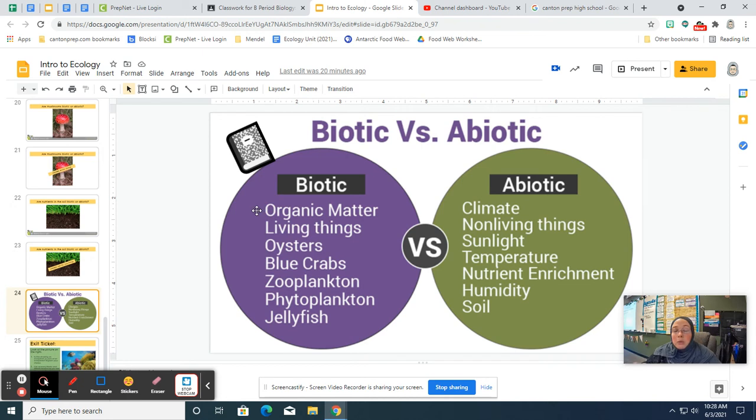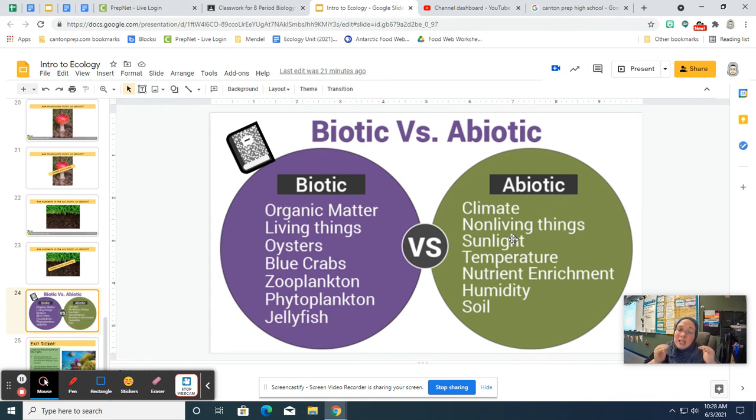Along with organic matter would be the waste from these animals. It would be animals or plants that had died and were decomposing. So anything that comes from things that were living or once living is going to be wrapped up in that category of organic matter. But again, if we're looking at an ecosystem, we're not just looking at the living things.